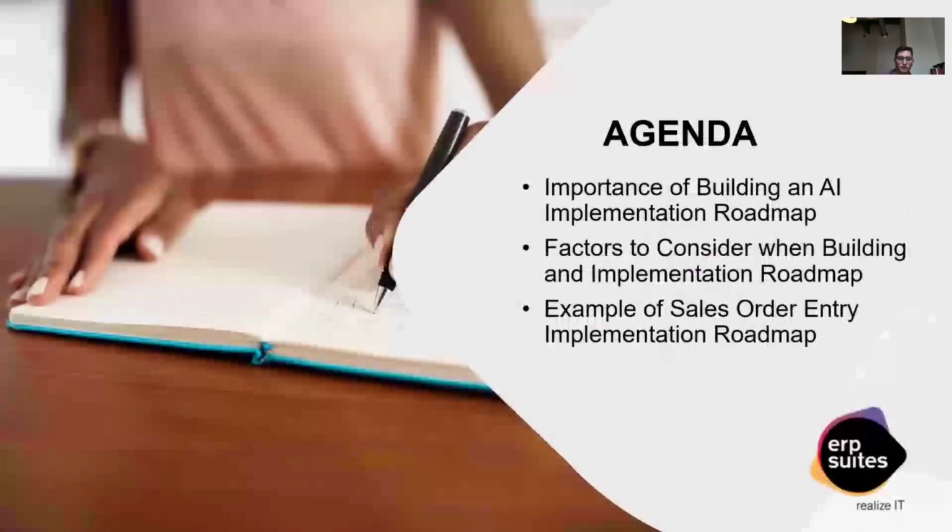So with that, I'm going to move forward and go over a quick agenda. Keep it pretty simple. We'll go over the importance of building an implementation roadmap. Why is it important? Why should you focus on this? Why do you really need it?